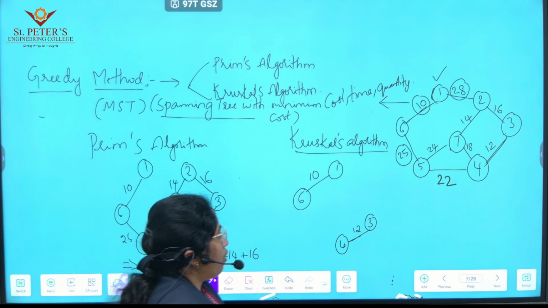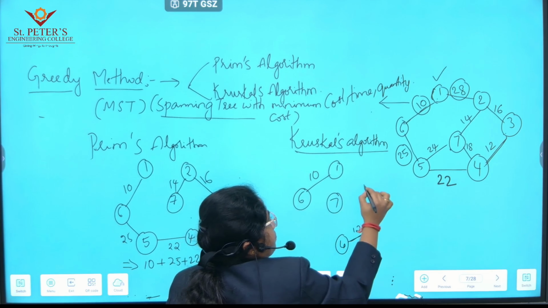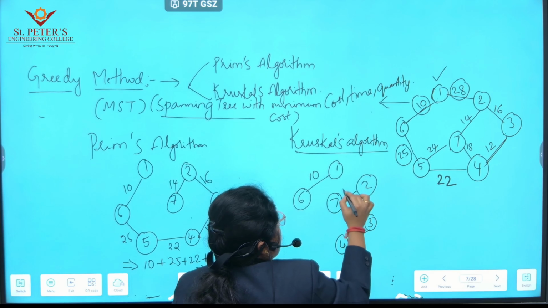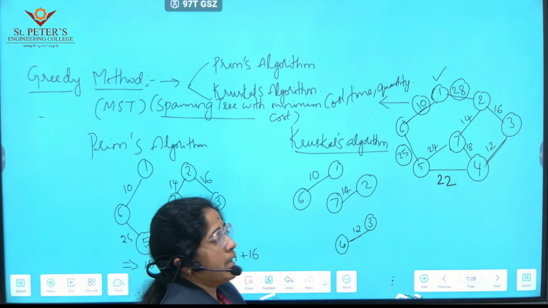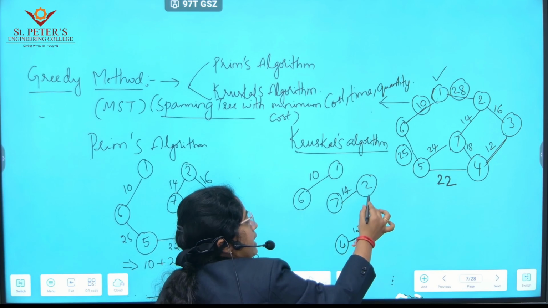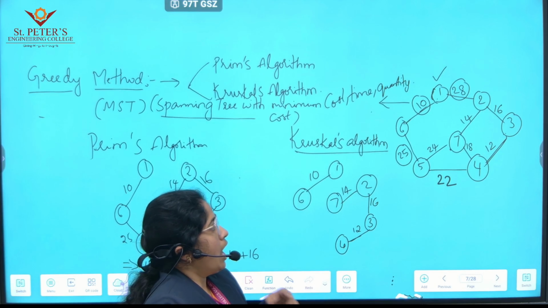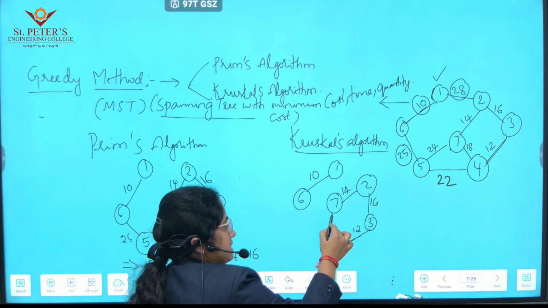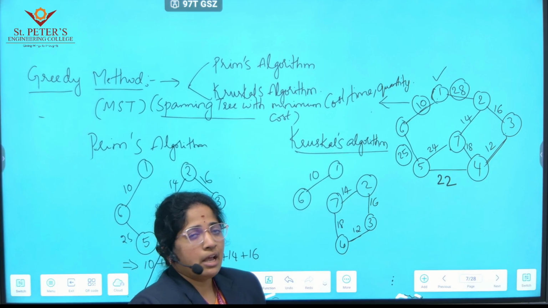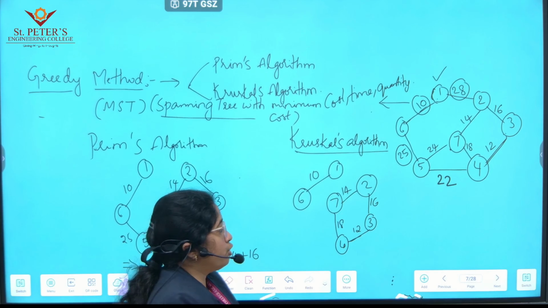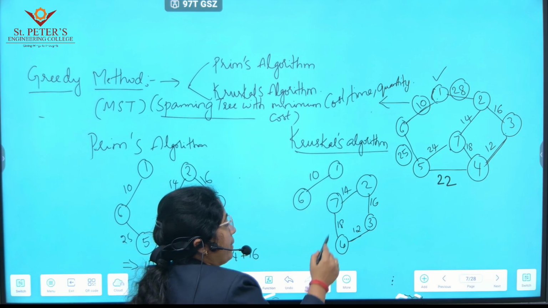Okay. So what is the next minimum cost? 7 to 2. The cost is 14. What is the next minimum cost? It is between second vertex and third vertex. The cost is 16. And the next minimum cost is 18 in that graph. But what is the condition? It should not form any cycle.